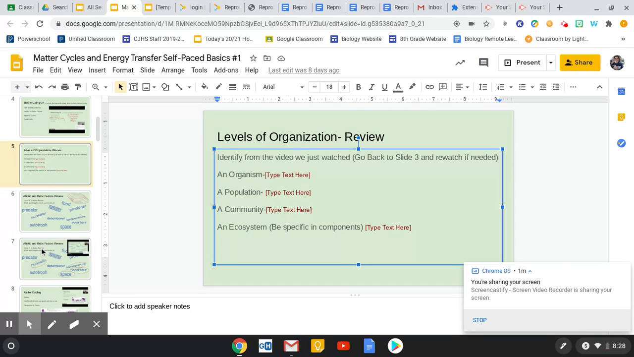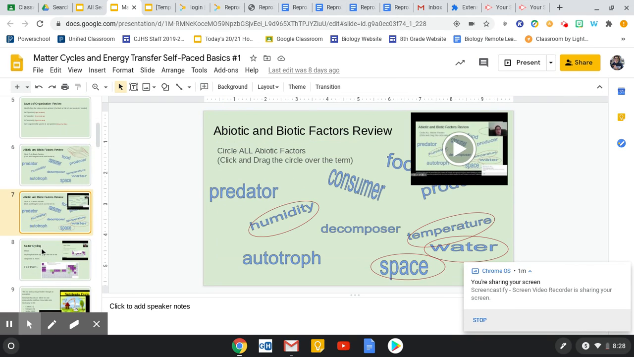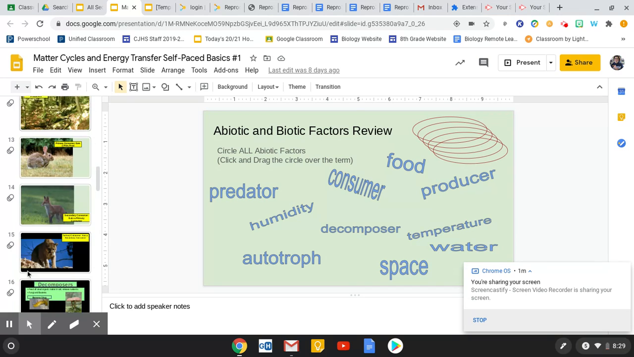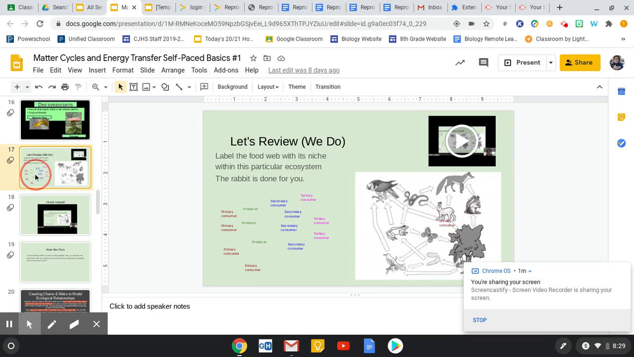Let's see. Most people got this, abiotic, biotic. Food is biotic. Even though it might not be living now or when the organism consumes it, it was at one point living, so we usually consider that a biotic factor. As for identifying the different levels, the different niches, you guys did pretty well at that. If you didn't, I probably gave you specific feedback.